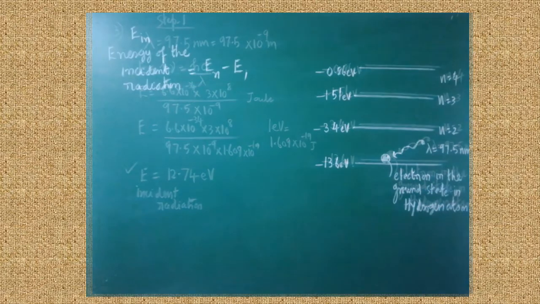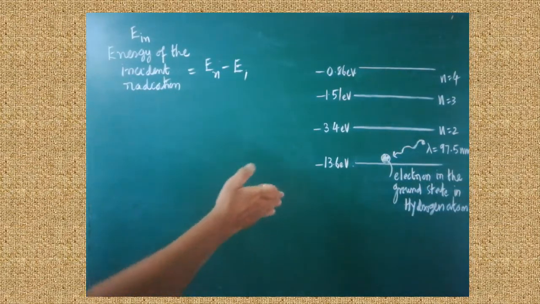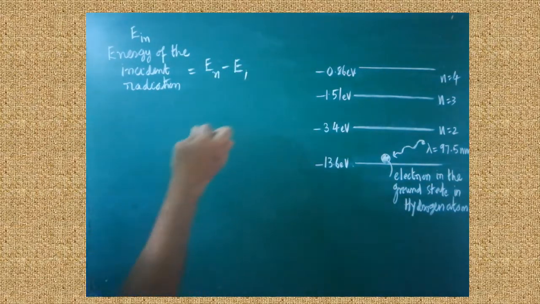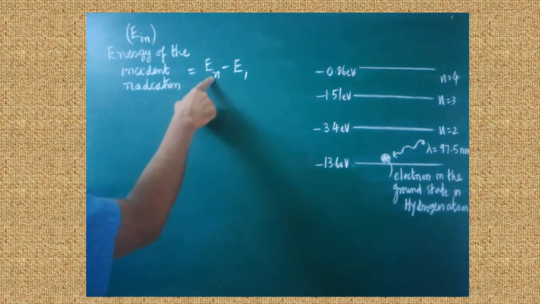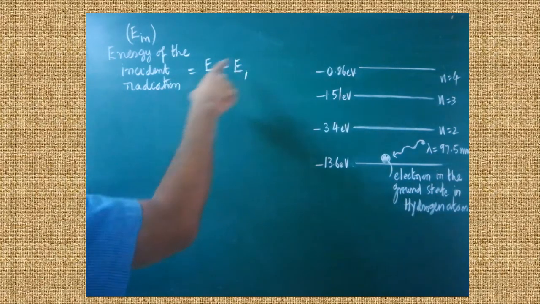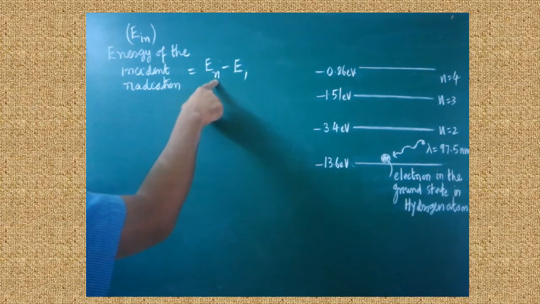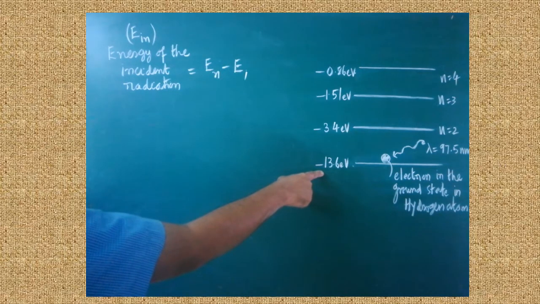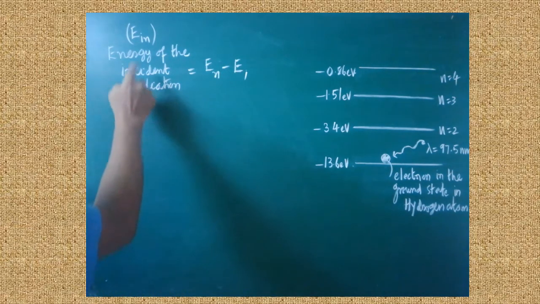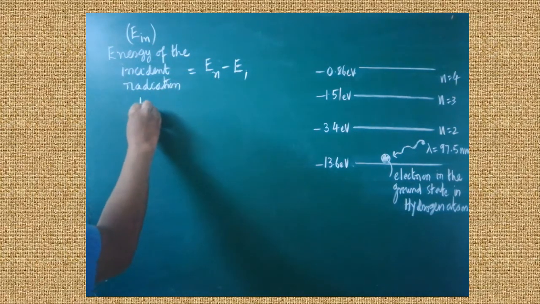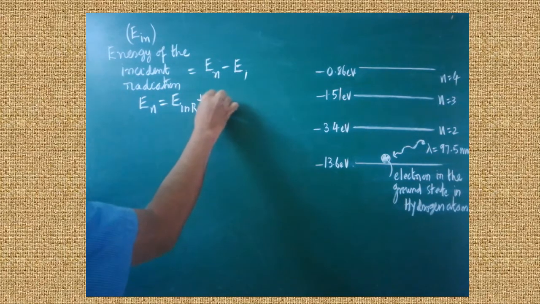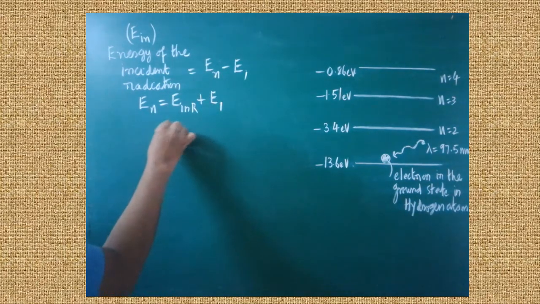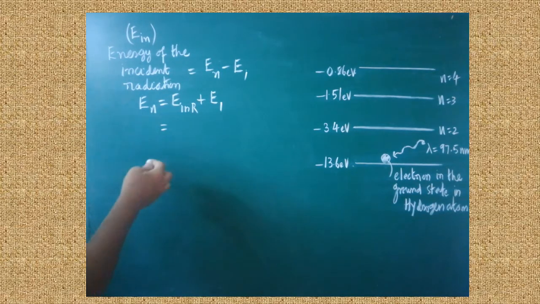Now we are going to find out to which level that electron will be excited. Now we can use this simple formula. The energy of the incident radiation is equal to the energy of the particular orbit. The energy of the particular level can be written as En. We don't know the value of n, but we know the energy of the first ground state of the electron. So by using this expression, we are able to find En. En is equal to the energy of the incident radiation plus the energy of the first state. The energy of the incident radiation was already calculated in the previous step. How much?